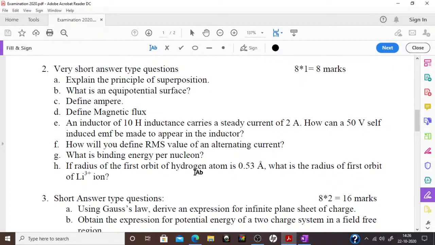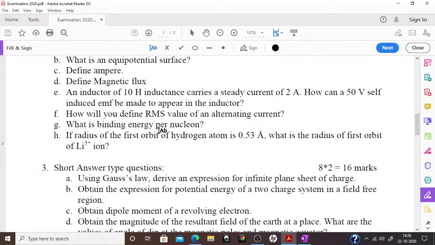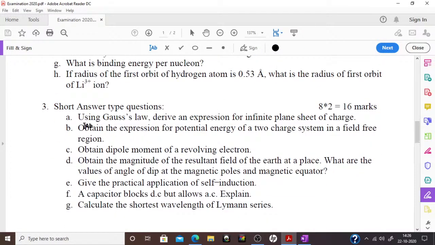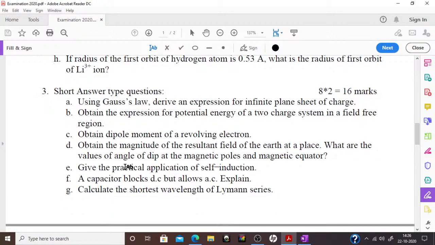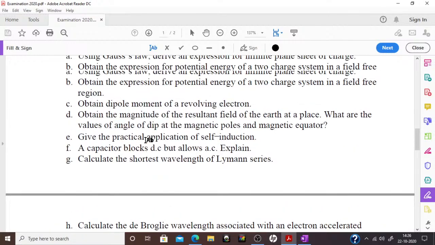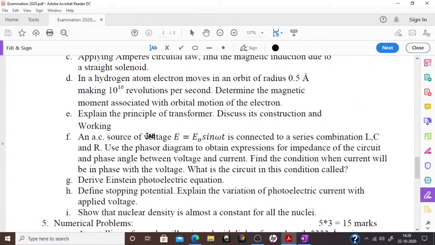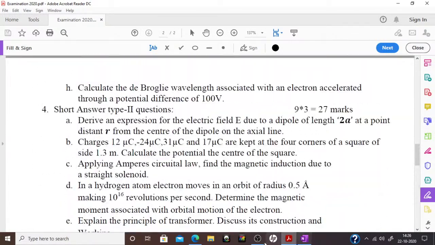Okay, rest of the questions I think you can do, it's very simple. This numerical number E we have also done many times, so I think you should be able to do it. I'll not do that. Okay, short answer type using Gauss's law. Again, this derivation I have given in the copy, you can study from there, nothing new. Obtain the expression for potential energy, this one also I have given. Obtain dipole moment also I have given. So any question from here that you want me to do? Question number from 3, just have a look at 3 and tell me, is there any question you want me to do?